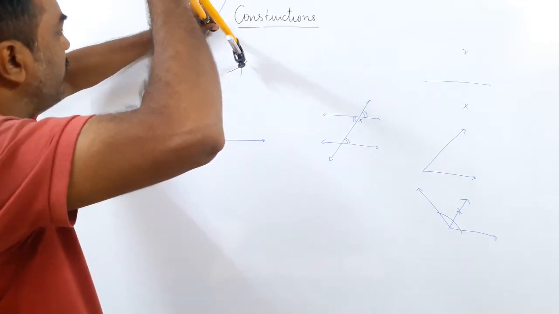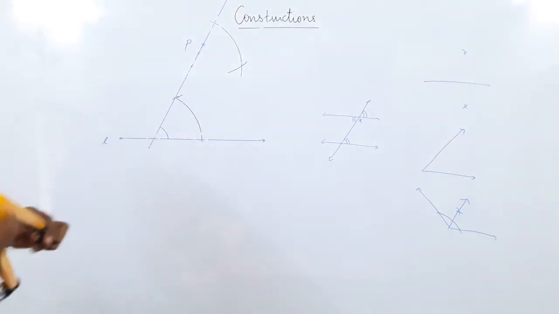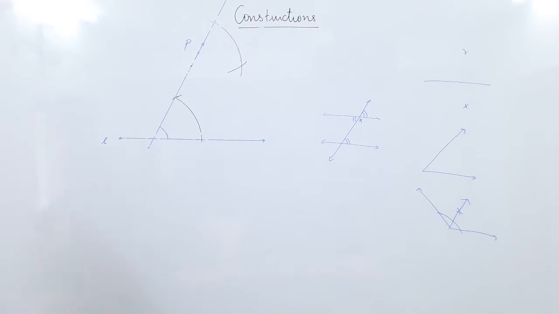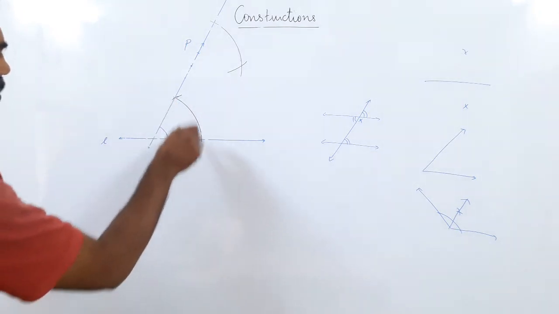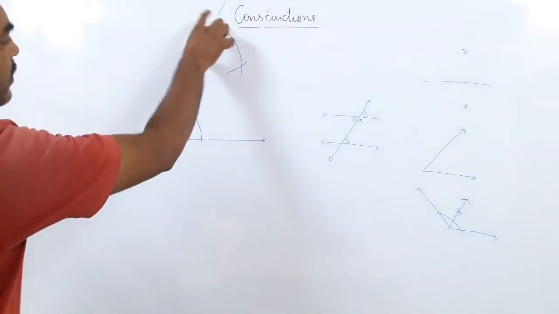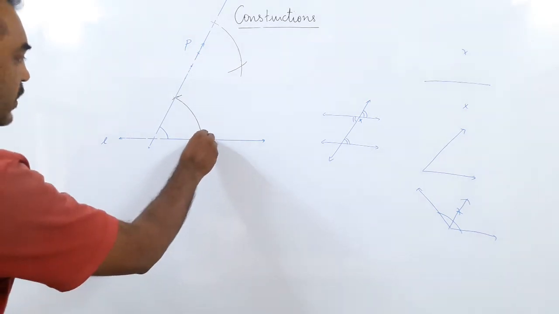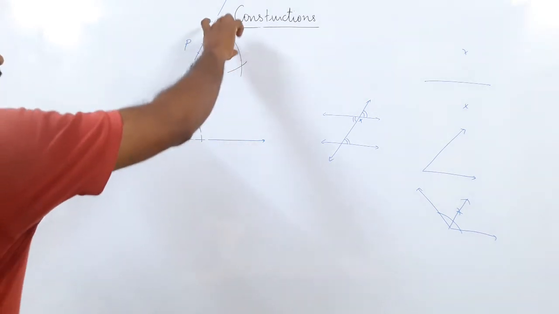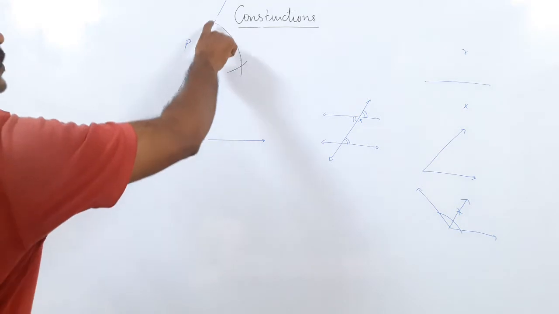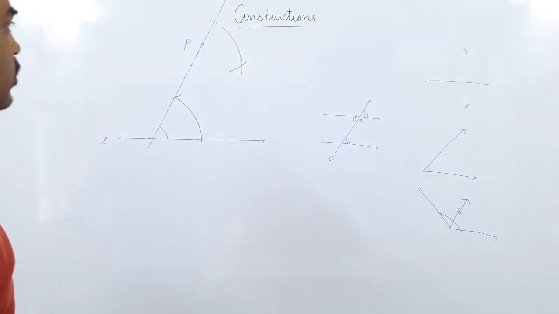So what have I got here? What have I done, if you can follow? From this point I drew an arc and cut. The point was given to me, I cut an arc from here. Then from here I measured what the cut is, and from this point I measured the cut. So I got a point here.